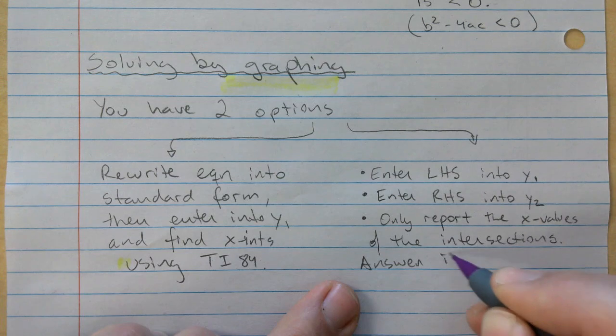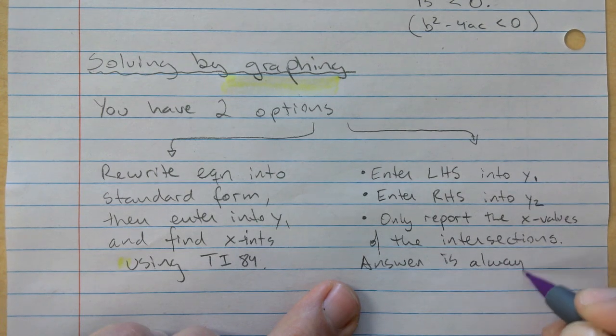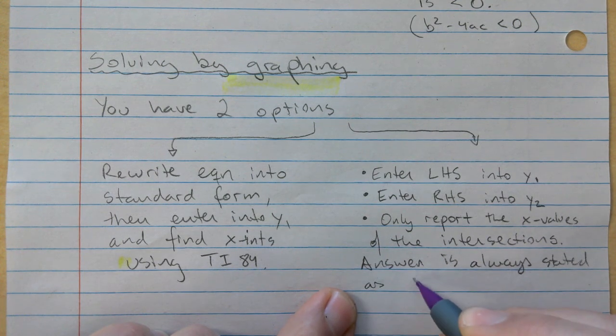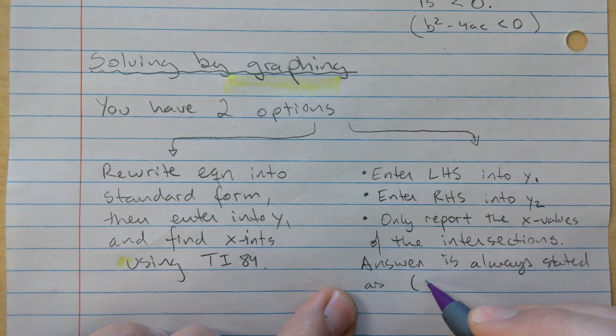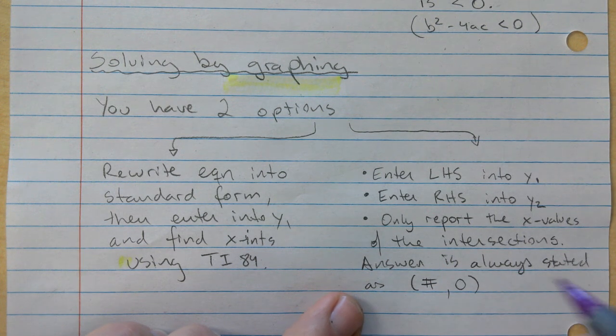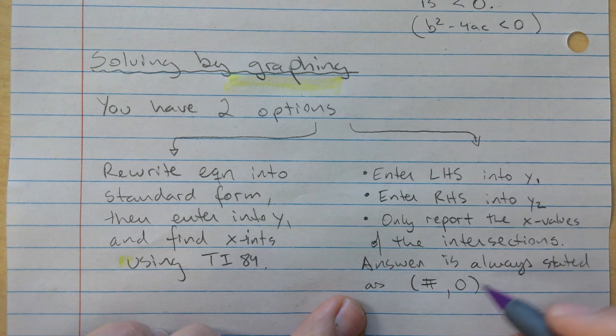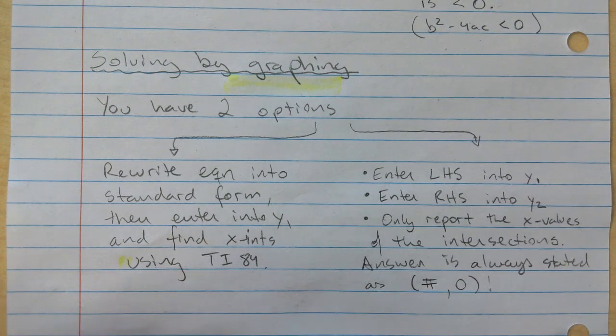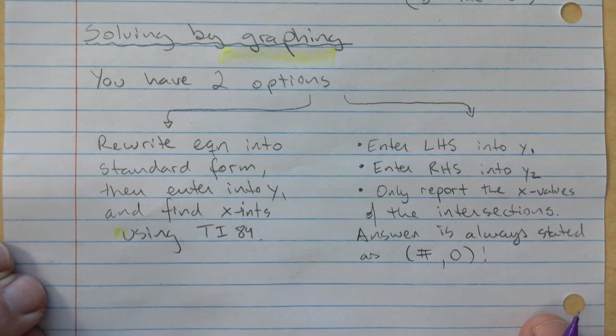Answer is always stated as a number, 0, right? Even though 0 is a number too. But I think you get the point. That's the only tricky part here. Students forget they want to report the y values as well.